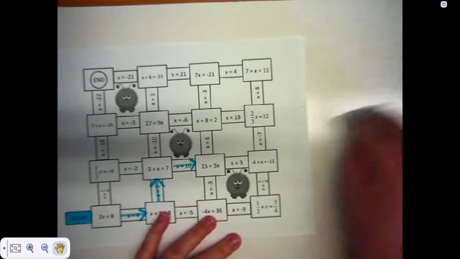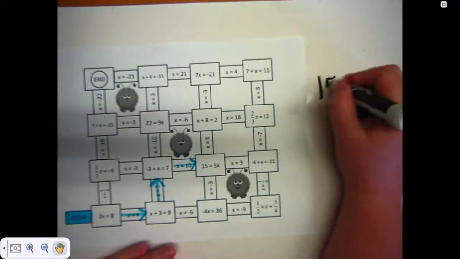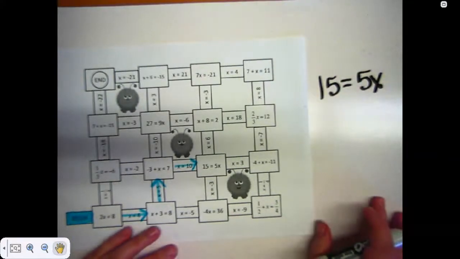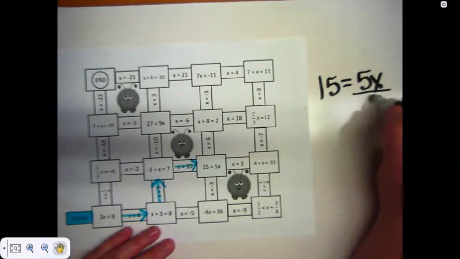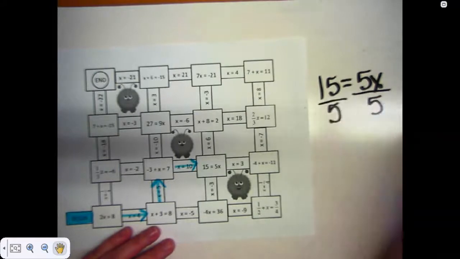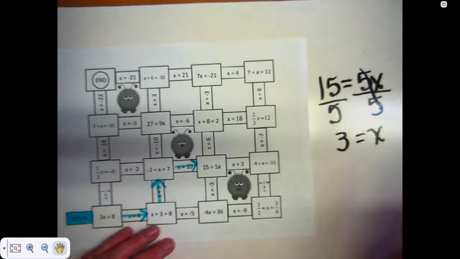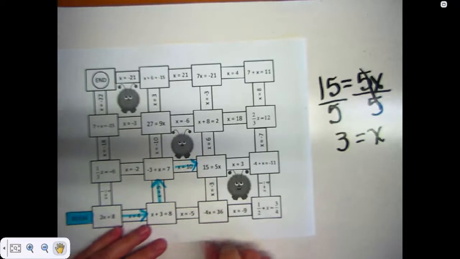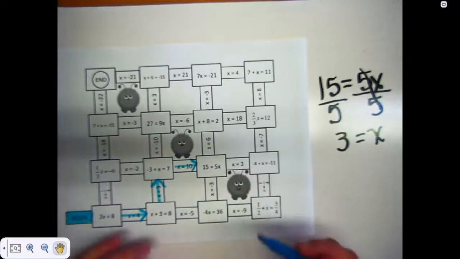The next one says 15 equals 5x. Again, I need to get my variable by itself. So it's being multiplied, so I'm going to do the opposite, which is to divide both sides by 5. X is equal to positive 3. So I will look for the one that equals positive 3. This one says negative 3. That's not my answer. This one says positive 3, so I'm going there.